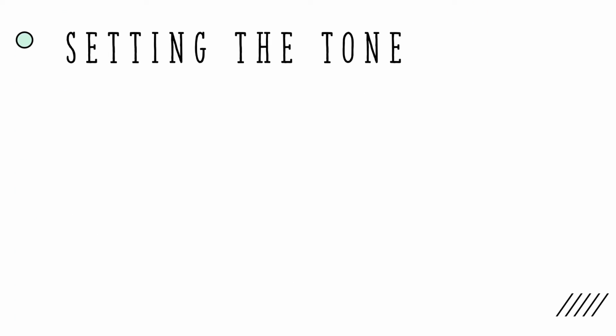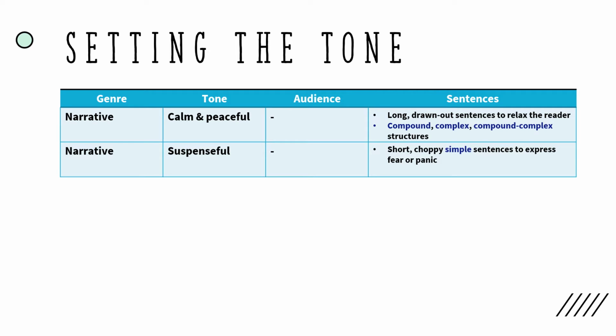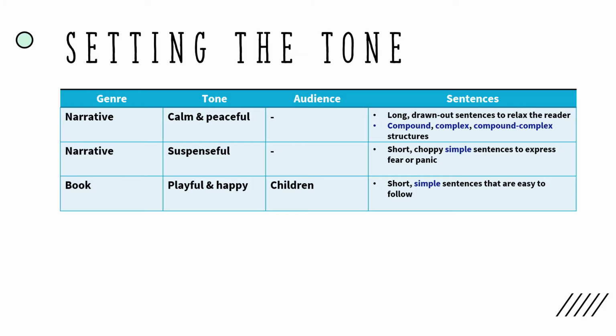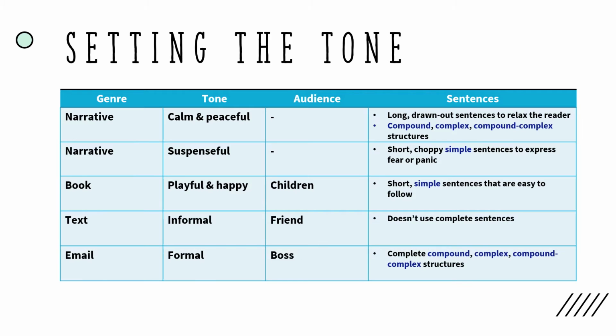Sentence construction can also contribute to the overall voice and tone of your writing. A narrative with a calm and peaceful tone might use long, drawn-out sentences to lull the reader into a relaxed mood. These sentences might use a combination of structures that are compound, complex, or compound complex. On the other hand, a narrative with a suspenseful tone might, at times, use short, choppy, simple sentences to express a feeling of fear or panic. A children's book would use short, simple sentences that are very easy to follow. A text to your friend may be so informal that it doesn't even use complete sentences, while an email to your boss would use complete, compound, complex, or compound complex sentence structures with a more formal style.